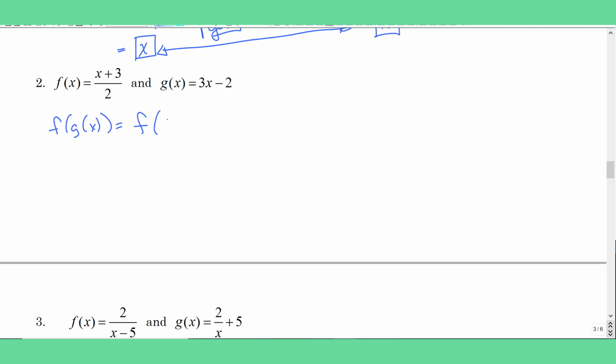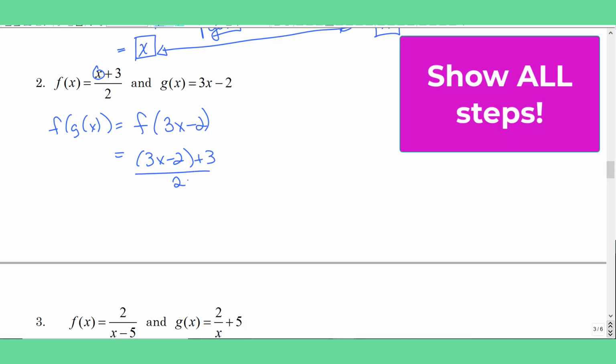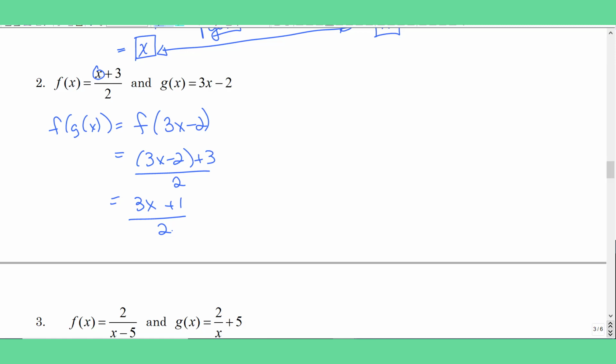Okay, here's our next one, f of g of x. So that's f of 3x minus 2. So wherever there is an x, I'm putting in 3x minus 2 and showing all my steps. So let's see, I have 3x plus 1 divided by 2. Can I do anything else? No. We can stop right there. They are not inverses. I didn't end up with x.